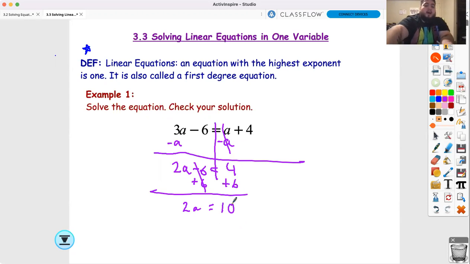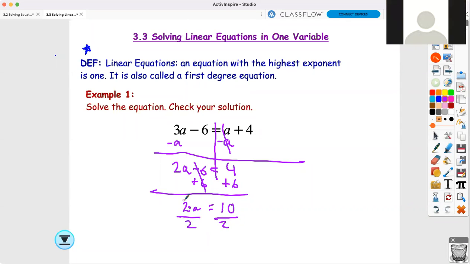And now to finish this off, what's the opposite of what's happening with 2 and A? They're being multiplied, so we divide to cancel. Right, there we go. And what's 10 divided by 2?